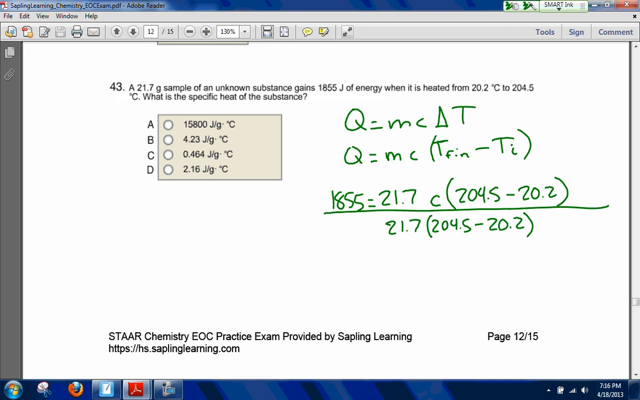So I'm going to put 1855 divided by, and I'm going to open up a parenthesis to make sure I don't lose anything. It's 21.7. Open up another parenthesis, 204.5 minus 20.2. Close both of those parentheses, and I get 0.4638, which is a lot like 0.464, which is C.